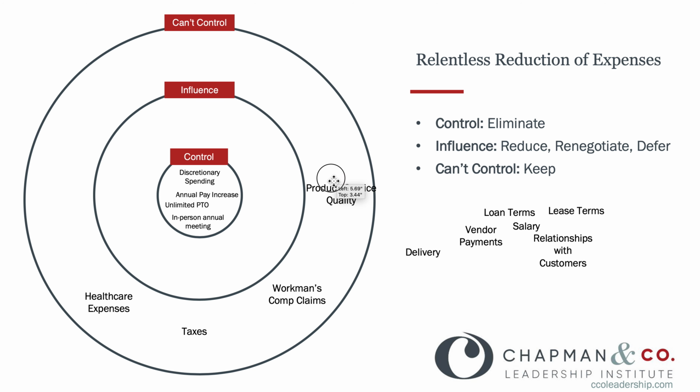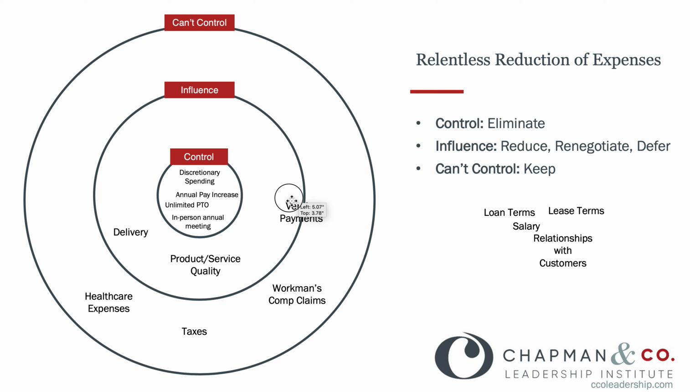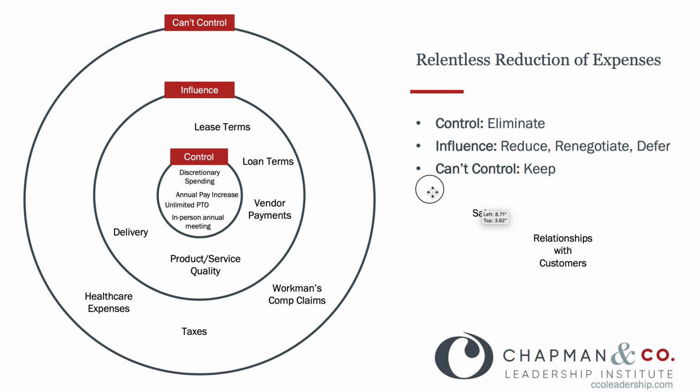I influence to what degree I'm going to have my product, my service, my quality. I influence the cost of delivery of that product or service. I influence vendor payments, my negotiation with my vendors. If I own something, a property or equipment, my loan terms and my lease terms, I influence those. The salary that I pay myself, that I pay my team members, that is in the influence area. And of course, the relationships I have with my customers, that fits in the influence side of things.